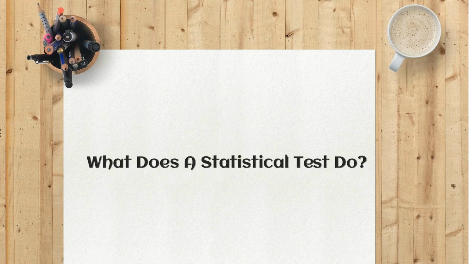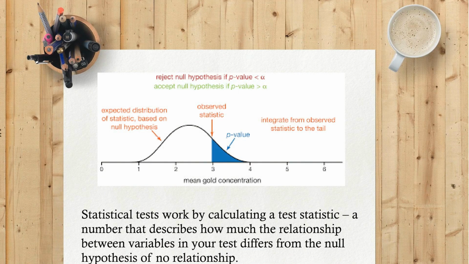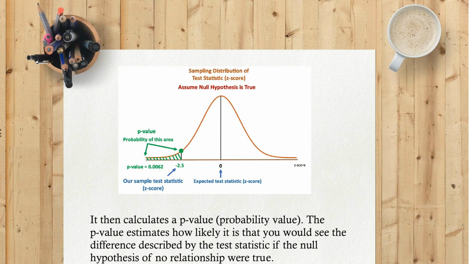What does a statistical test do? Statistical tests work by calculating a test statistic, a number that describes how much the relationship between variables in your test differs from the null hypothesis of no relationship. It then calculates a p-value, probability value. The p-value estimates how likely it is that you would see the difference described by the test statistic if the null hypothesis of no relationship were true.